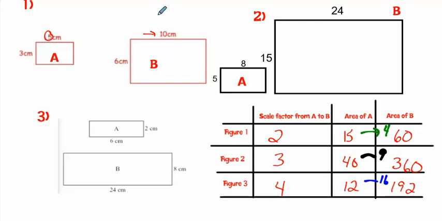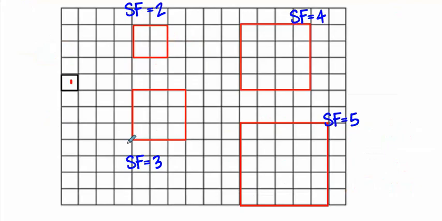Okay. While you're still thinking, let me give you a little hint over here. All right, so if I look at this, let's say that this is my original figure. This is a 1 by 1 grid, so the area is 1. Okay, so if I go from here to here and I have a scale factor of 2, my new area is 4.